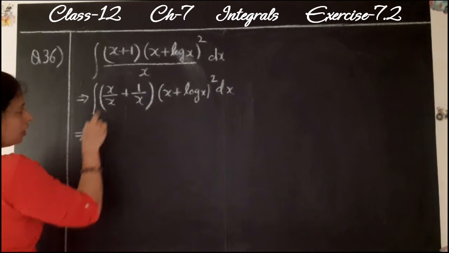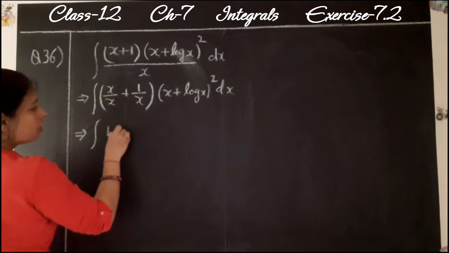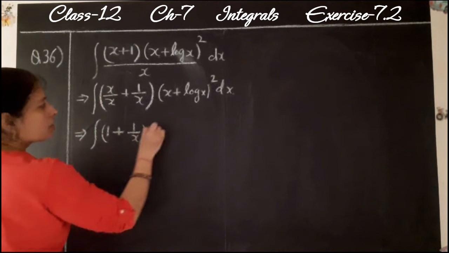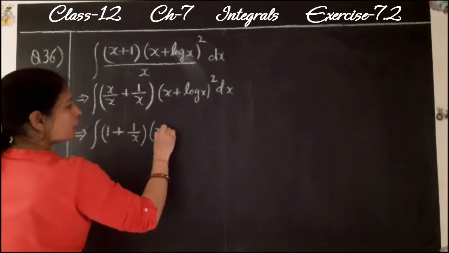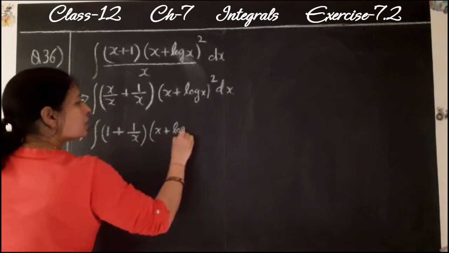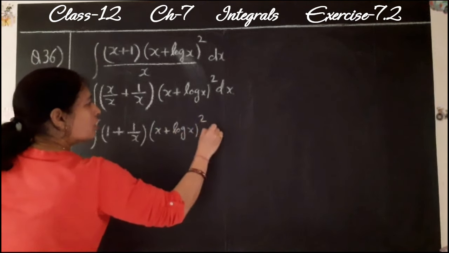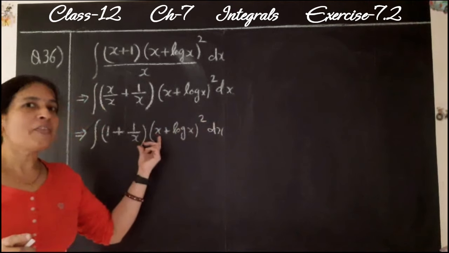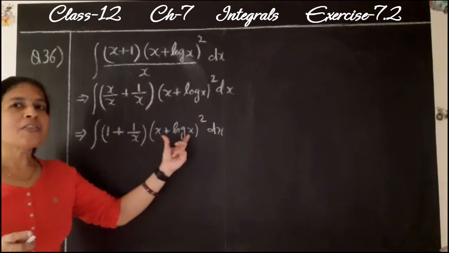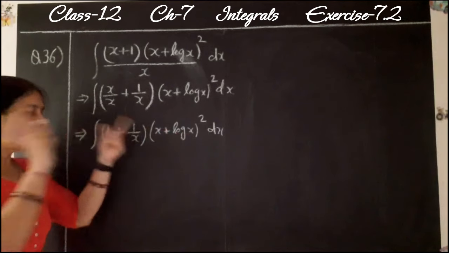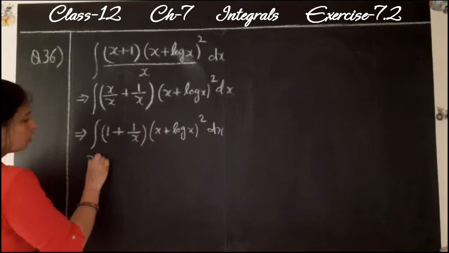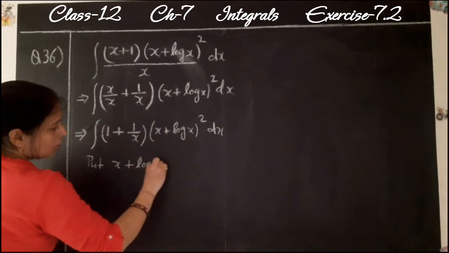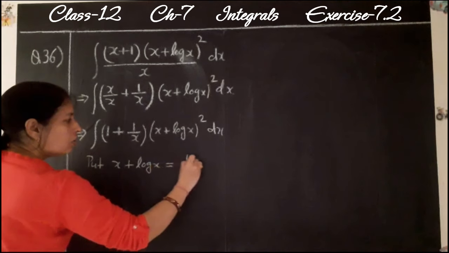Now x by x will be 1 plus 1 by x, and write this x plus log x whole square dx. Now you can see that derivative of x is 1 and derivative of log x is 1 by x. So put x plus log x is equal to t.